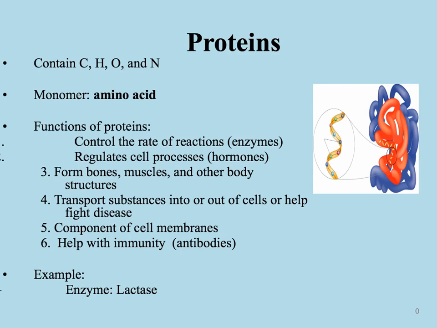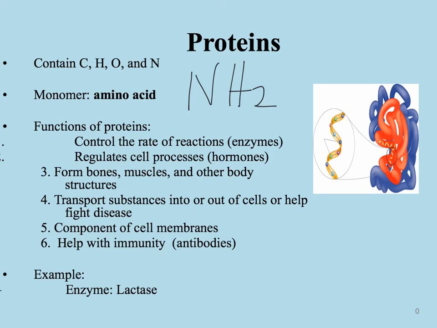All right, the last one that we're going to talk about is protein. Protein, notice, has carbon, hydrogen, oxygen, and nitrogen. So proteins are easy to spot because of the presence of the amino group. That's why we call the monomers amino acids. If I see NH2 in my structural component and I do not see phosphorus present, then I know that I'm looking at a protein.